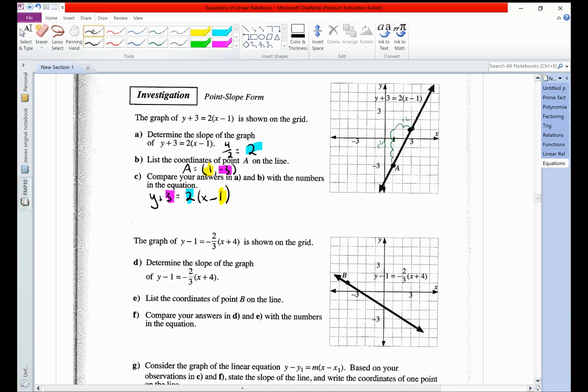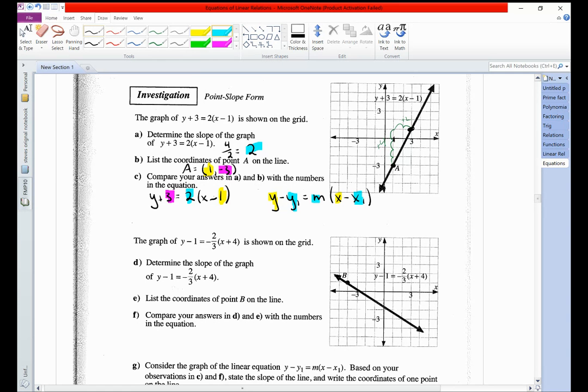I'll show you what's happening here, and we'll talk more about it. The general form of the point slope form is y minus y1 equal to m times x minus x1. This y here and this x are just general variables. We just leave those as y and x. We don't put a value in. But the other ones are going to get a value.